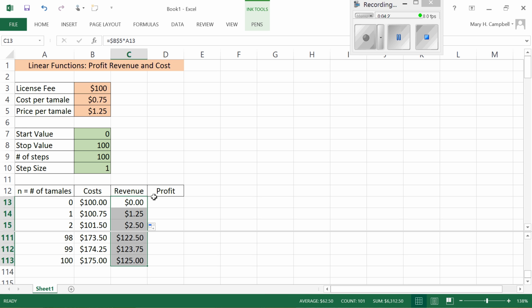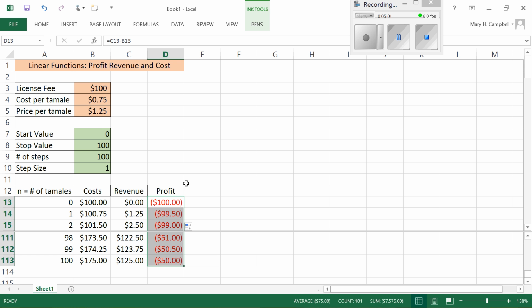And as we looked at earlier, at 100 tamales, we're not going to make a profit. We have expenses of $175, revenue of only $125. We're losing money. We're going to have a negative profit. So let's go ahead and complete our table with our profit equation. And our profit is our revenue, subtract our cost, and we can keep those as relative addresses and copy down. There we go. And as we saw earlier, at 100 tamales, we're losing $50 a month.